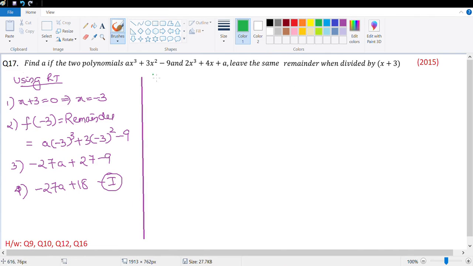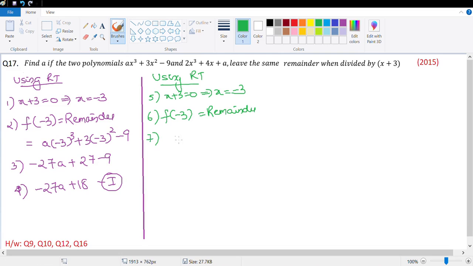Let's look at the second one. So using remainder theorem, we have x plus 3 is equal to 0, x is equal to negative 3, which means f of negative 3 will be the remainder, and for the second polynomial, let's put the value of x as negative 3. So 2 times negative 3 cube plus 4 times negative 3 plus a, that's negative 3 cube, that's negative 27 into 2, negative 54, plus 4 into negative 3, that's negative 12 plus a, which means the remainder is a minus 66. That's our second equation.